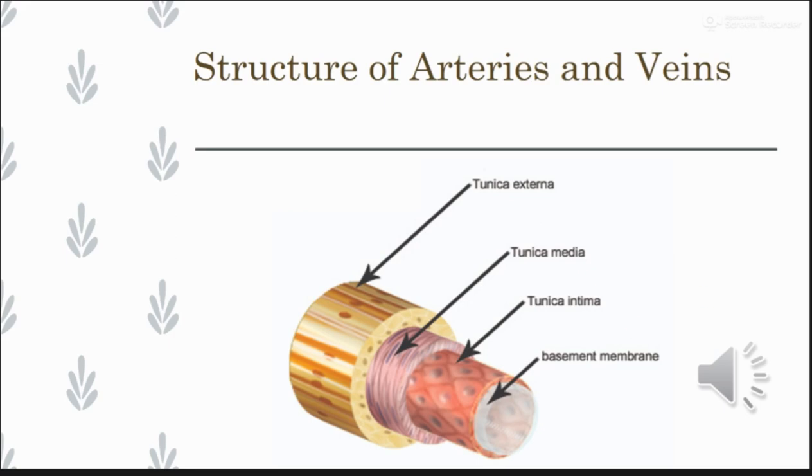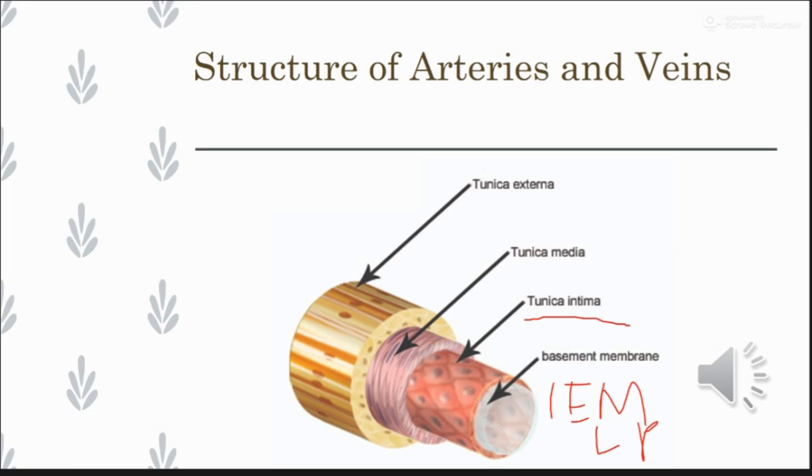It consists of, as you can see, the tunica intima, externa, and media, and a basement membrane. The tunica intima is composed of a delicate connective tissue basement membrane, which is called your lamina propria. It also has a penetrated layer of elastic fibers called the internal elastic membrane. So the internal elastic membrane and also your lamina propria, those are the parts of your tunica intima.